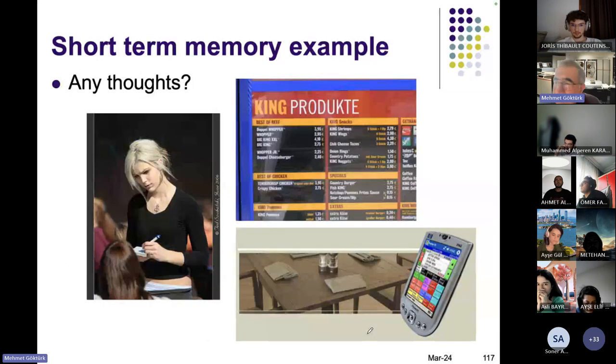Okay, what is going on here? This is a good example of chunking. This girl comes. What do you want, sir? You don't know. And I will say, what do you have? So it's an interesting dialogue because she cannot explain everything in the restaurant.